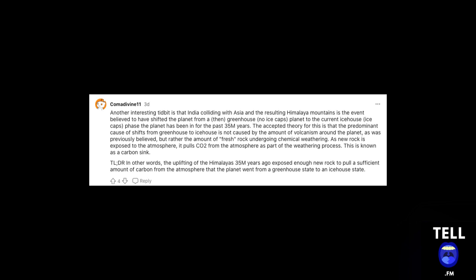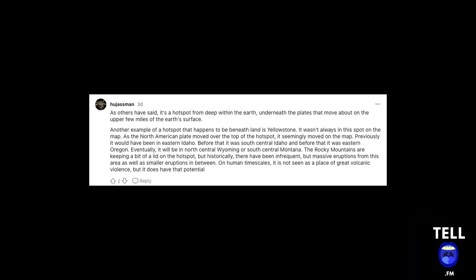TL;DR: In other words, the uplifting of the Himalayas 35 million years ago exposed enough new rock to pull a sufficient amount of carbon from the atmosphere that the planet went from a greenhouse state to an ice house state. The same thing which a lot of people explained here has also been discovered on some planet of the solar system. I can't remember which one, but it's nice to know that Venus or Mercury are having the same things that affect Hawaii. As others have said, it's a hotspot from deep within the Earth, underneath the plates that move about on the upper few miles of the Earth's surface.